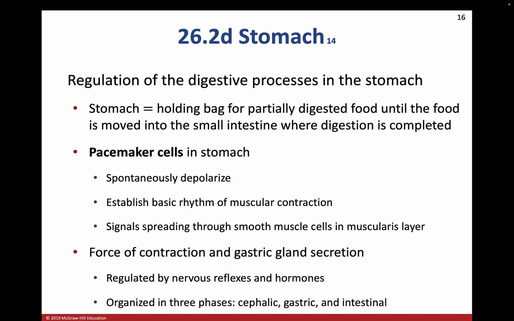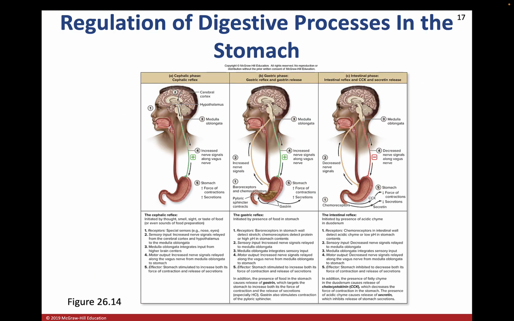Now, there are three phases that are going on here, and we will refer to them as the cephalic phase, the gastric phase, and the intestinal phase. Now, this is an important diagram that basically walks through the three phases. So first is the cephalic phase, and that is actually initiated by thought, smell, sight, or the taste of food, or even the sounds of food preparation.